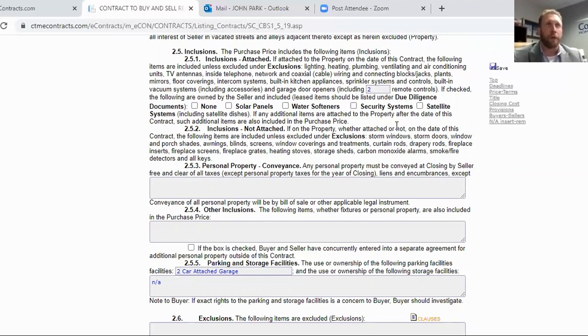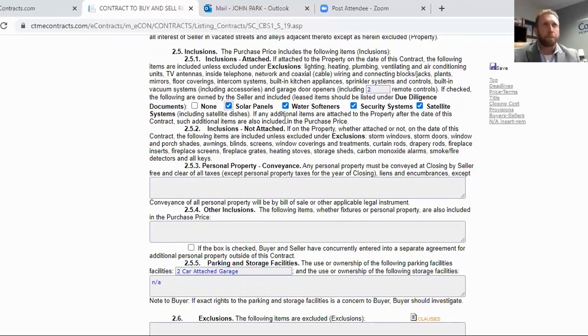One of the bigger things here is solar panels, water softeners, security systems, satellite systems that might be included in the property. Now, let me remind you that a lot of these systems will also come with service agreements and leases and things like that. So that's why they're outlined right away in section 2.5.1. If you do have one of these boxes checked, you will likely want to follow up with some due diligence language asking for a copy of those types of agreements. And we'll get into that when we discuss our due diligence deadline documents. Solar panels mainly being the big one.